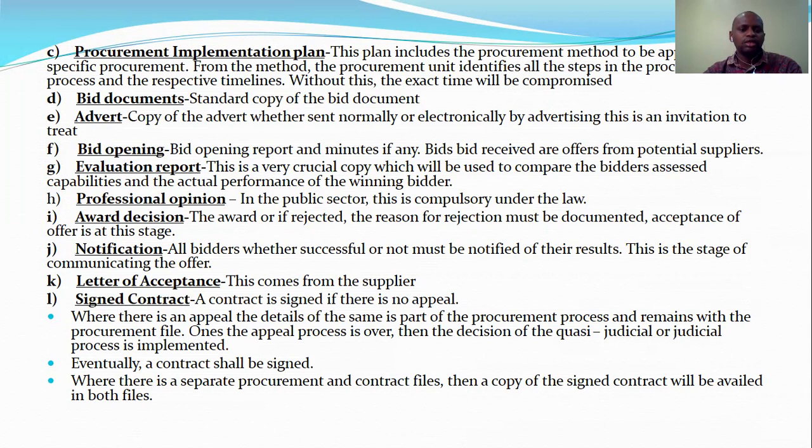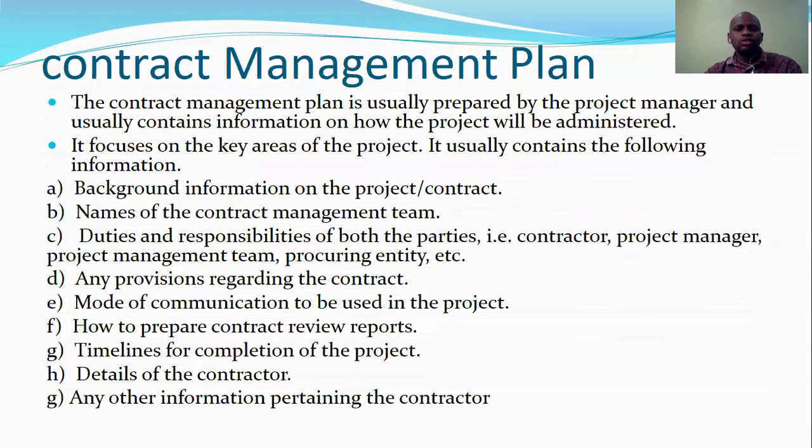Then the letter of acceptance. This comes from the supplier, and the signed contract. A contract is signed if there is no appeal. Contract management plan. This is usually prepared by the project manager and usually contains information on how the project will be administered. It focuses on the key areas of the project and usually contains the following information.